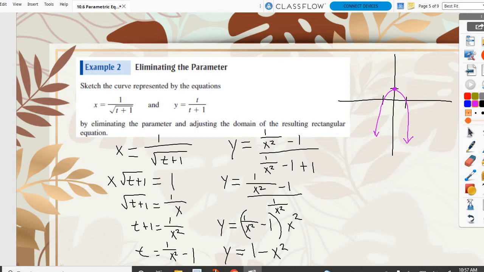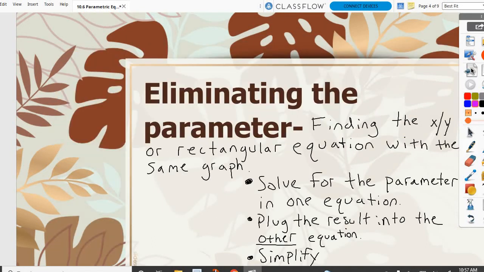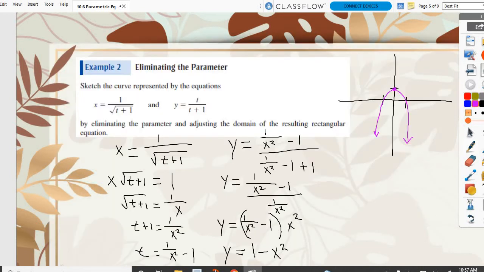Adjust the domain. Okay, so remember that we started with a parametric equation and we eliminated our parameter. But that means that when we eliminate it, we're finding the equation with the same graph. Agreed? So my graph of this equation has to match what the graph of my parametric equation would have been. Does that make sense?